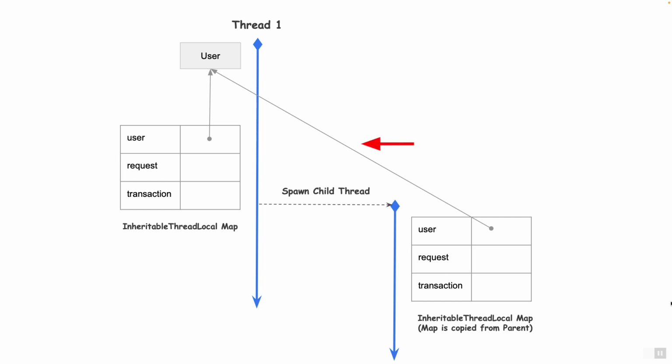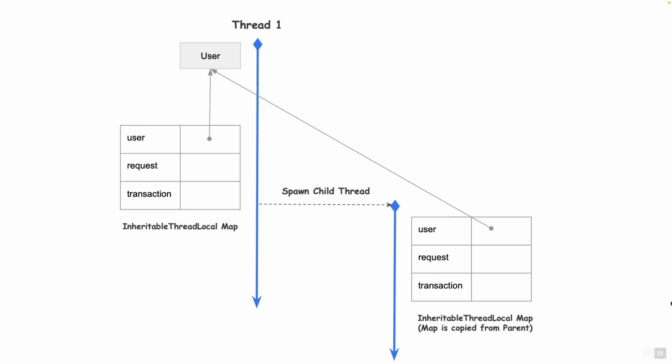Now you can think about this child thread as Bob thread from the previous lecture. By default, all the values would be copied as it is. So you see the user reference pointing back to the same user object. This is exactly why when Bob thread changed the user object, it got reflected in the main thread as well.